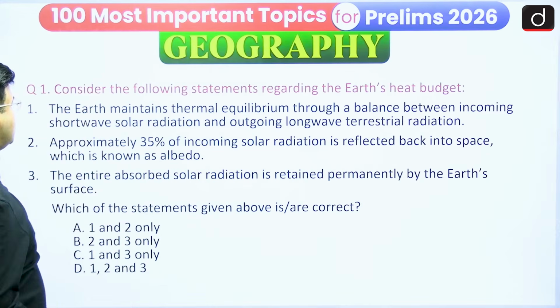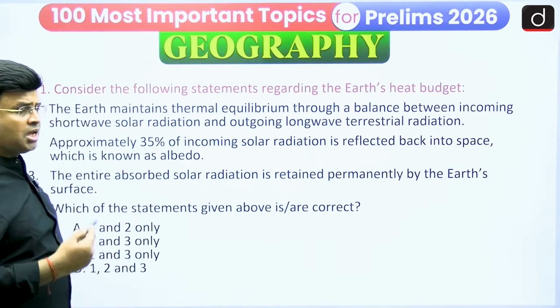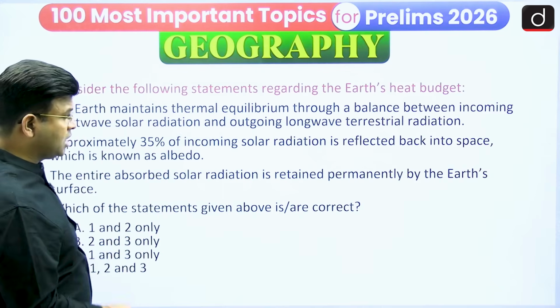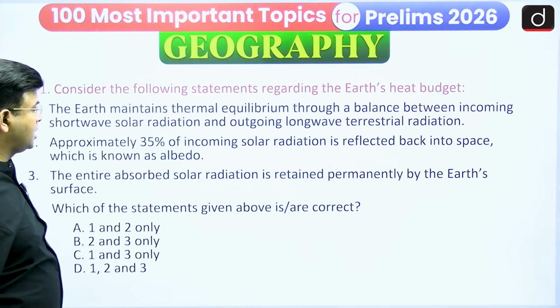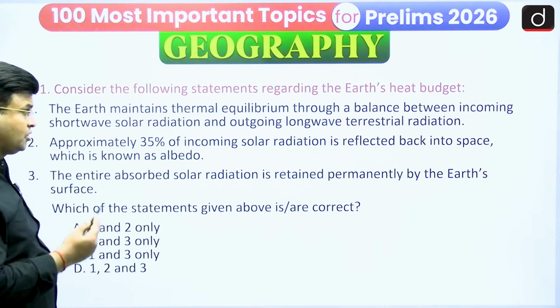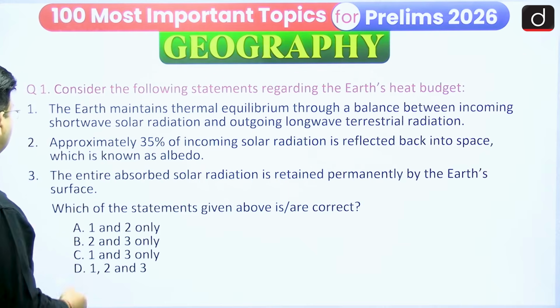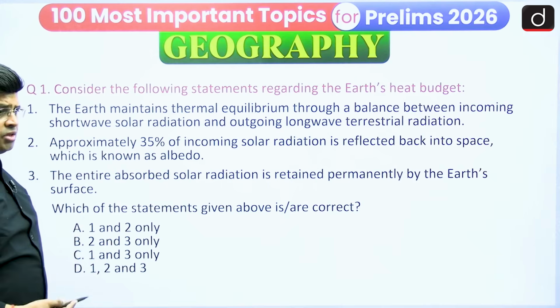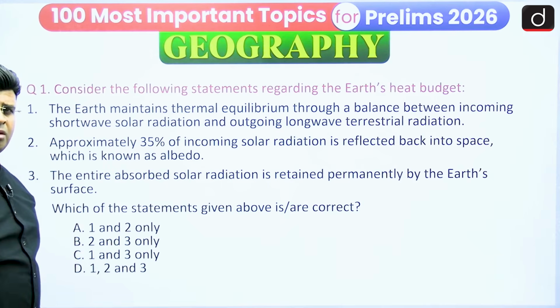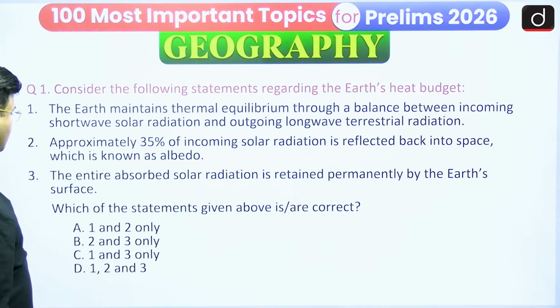Now consider the following statements regarding the earth's heat budget, and you have to answer by understanding this topic. The earth maintains thermal equilibrium through a balance between incoming short wave solar radiation and outgoing long wave terrestrial radiation. You have to see whether it is right or wrong. Second statement: approximately 35% of the incoming solar radiation is reflected back into space, which is known as albedo. Right or wrong? Third: the entire absorbed solar radiation is retained permanently by the earth's surface; whatever 51 units is absorbed, is it permanently retained or released or not? So you have to give the answer accordingly.